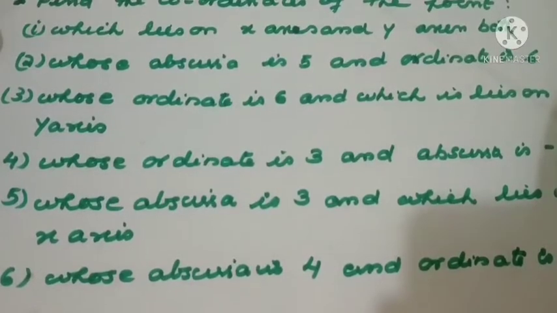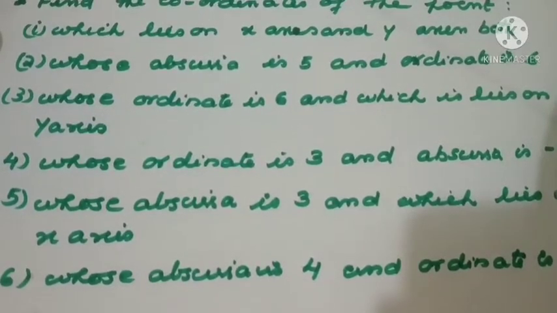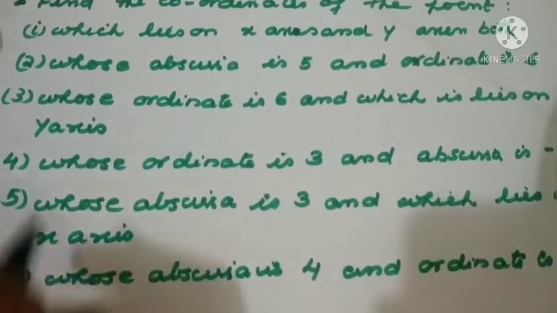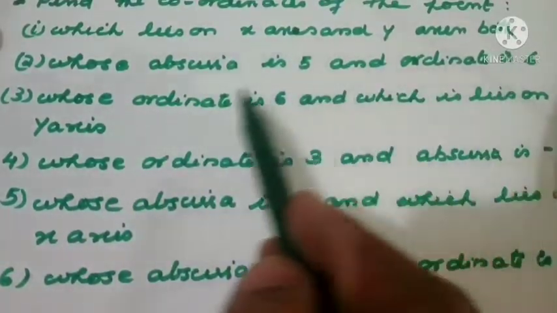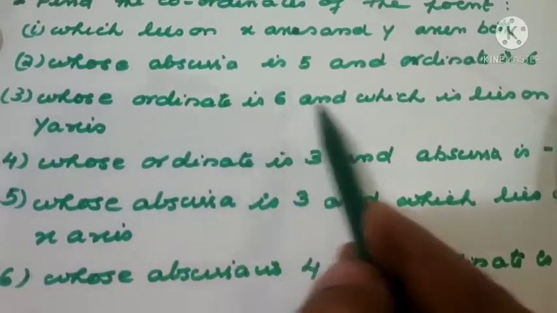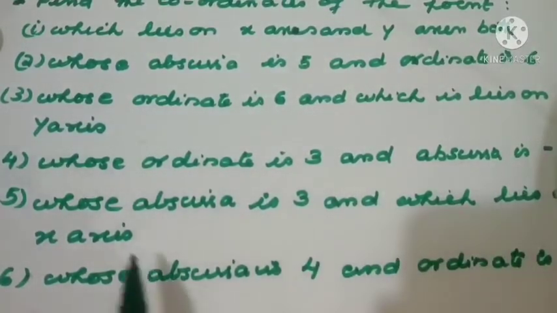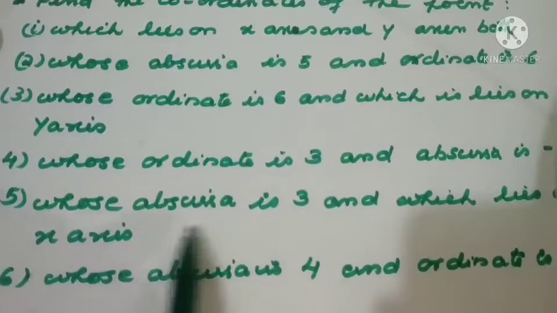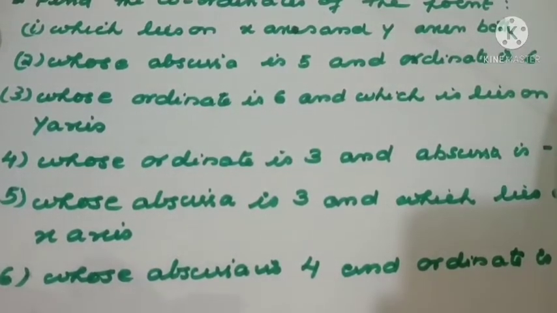Find the coordinates of the point which lies on both the x-axis and y-axis. Now let us see the questions first. Whose abscissa is 5 and ordinate is 6? Third question, whose ordinate is 6 and which lies on the y-axis? Fourth, whose ordinate is 3 and abscissa is -7? Whose abscissa is 3 and which lies on the x-axis? Whose abscissa is 4 and ordinate is 4? We just have to write the coordinates only.